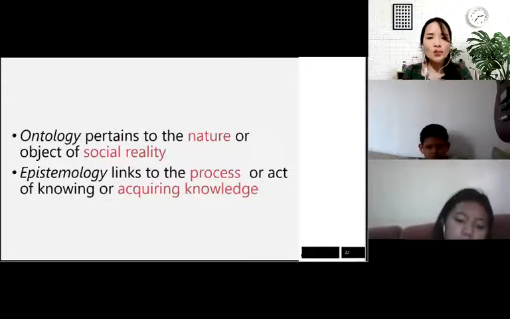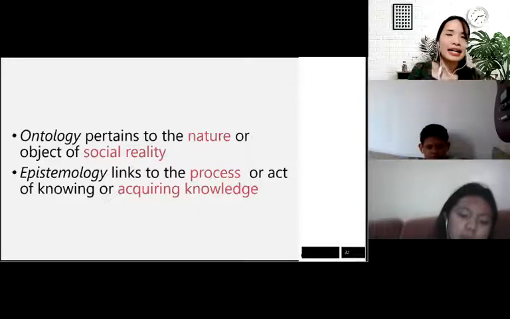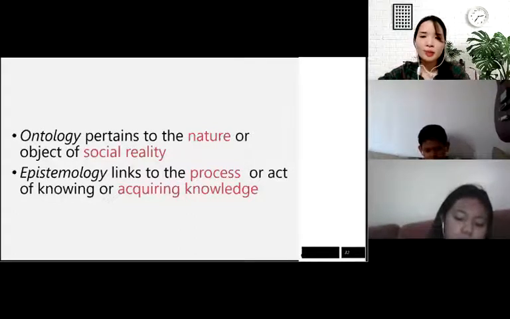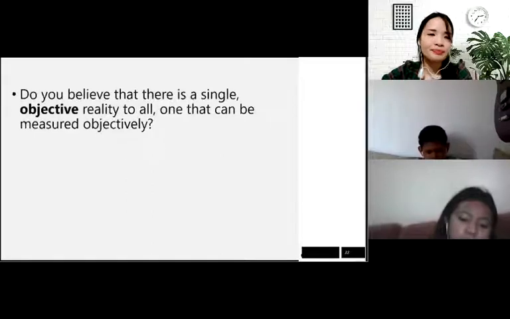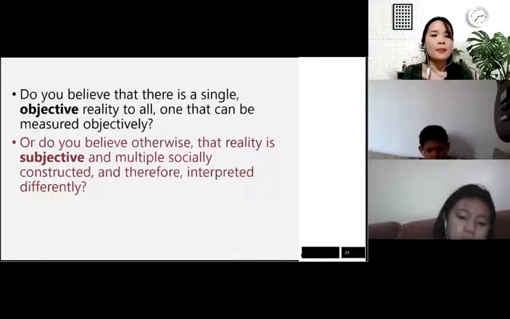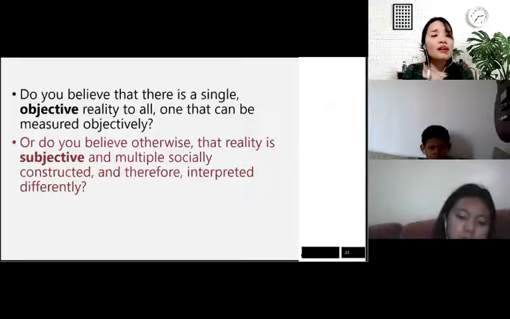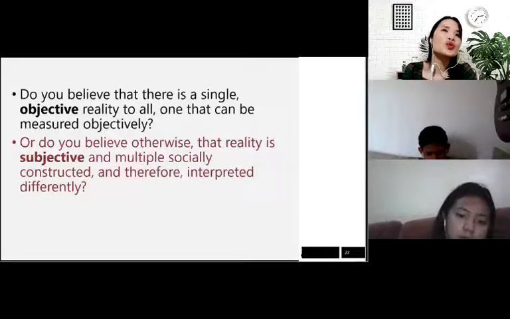Should you use an objective or subjective approach para pag-aralan ang mundo? Or social reality? Should we use an objective or subjective approach to study social reality? Okay. What is your belief? If your belief is that there is a single objective reality to all, one that can be measured objectively, then you are using quantitative research. Okay? But if you believe otherwise, that reality is subjective and multiple, socially constructed and therefore interpreted differently, then you are going to use qualitative research methodology.